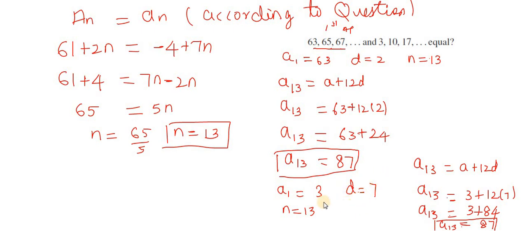Now I did the same for the second AP, that is 3, 10 and 17. For this also I got a13 equal to 87. So there is no need to do this in classwork; only for your clarification and verification I did this. I hope all of you understood this problem.